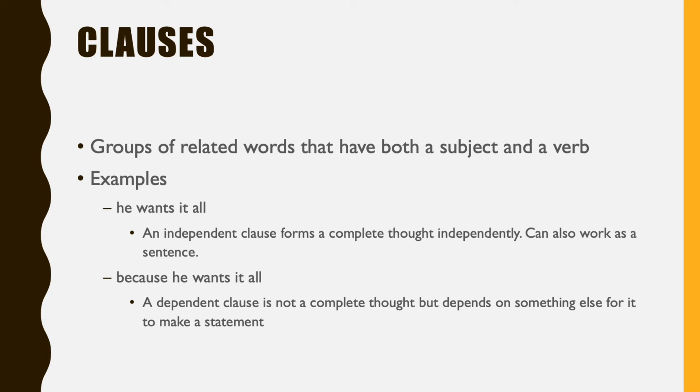Clauses, on the other hand, are groups of related words that have both a subject and a verb. He wants it all. We have an independent clause that forms a complete thought independently and can also work as a sentence. Because he wants it all, this is a dependent clause because it is not a complete thought. It depends on something else for it to be a statement. This is often when we add that additional word like because or but.